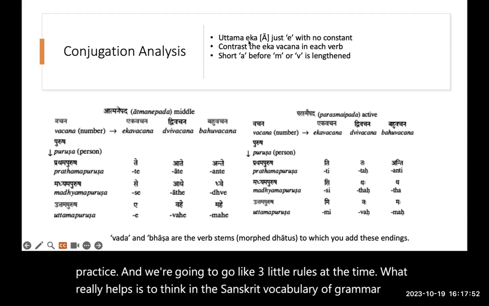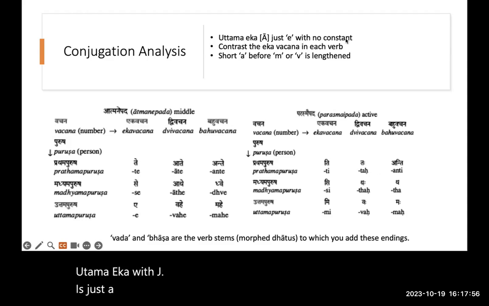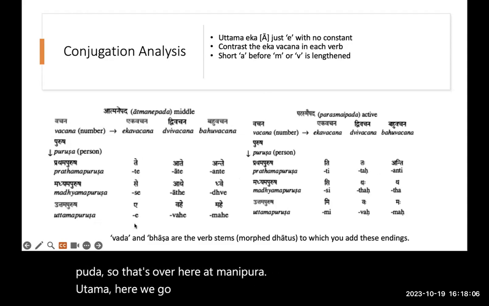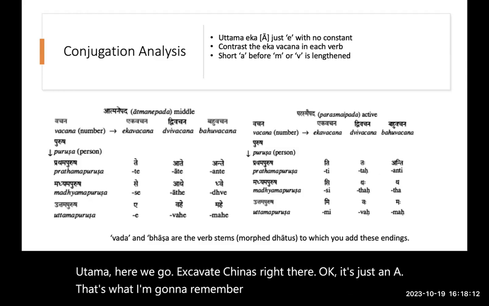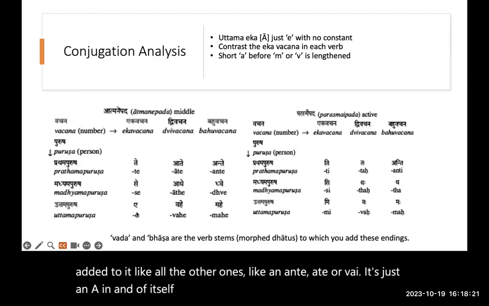So uttama eka is just A with no consonant in the Atmanepada. Okay, Atmanepada. So that's over here, Atmanepada. Uttama, here we go. Eka vachana is right there. Okay, it's just an A. That's what I'm going to remember. It doesn't have a consonant added to it like all the other ones, like an ante, a te, or a vahe. It's just an A in and of itself. I'll explain to you why in a second.